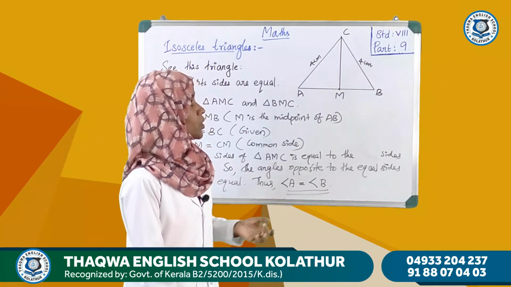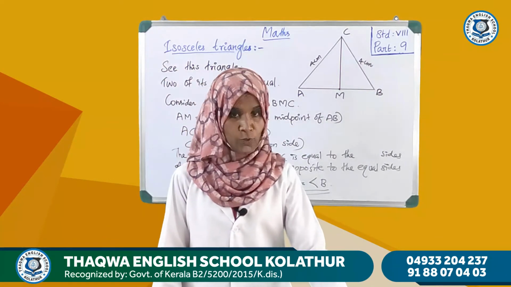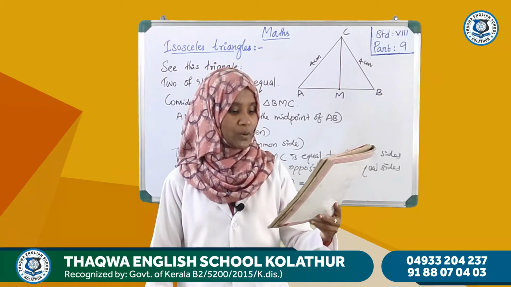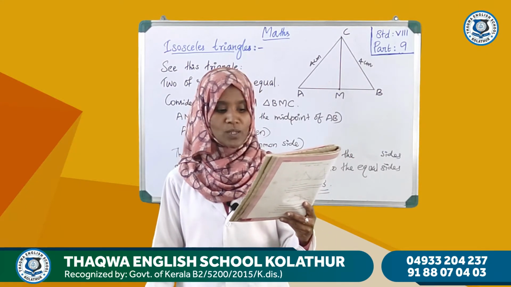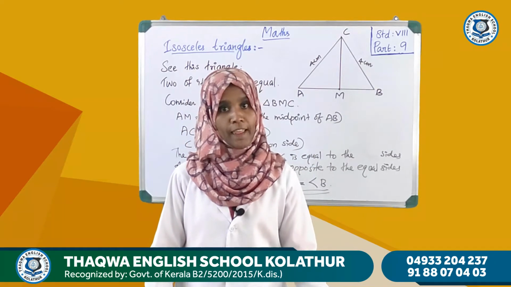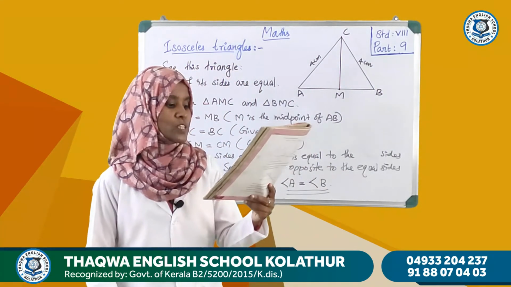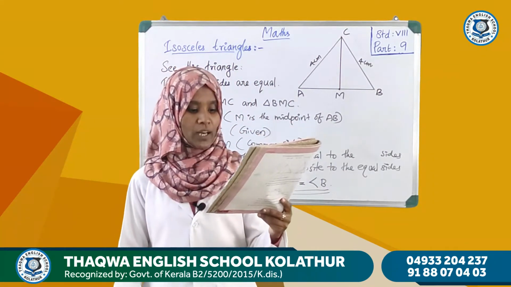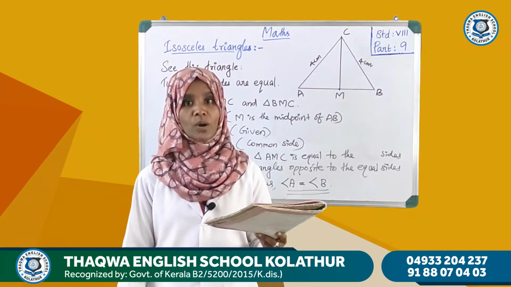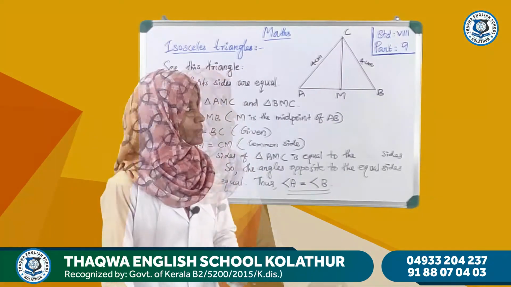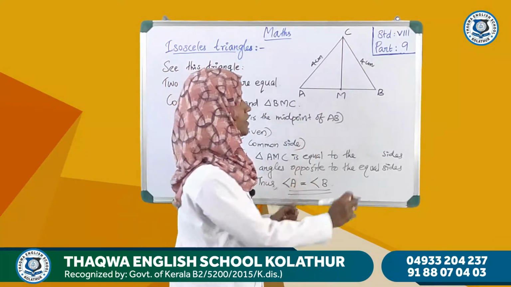Okay. So let us conclude it. If two sides of a triangle are equal, the angles opposite these sides are also equal. Now listen.